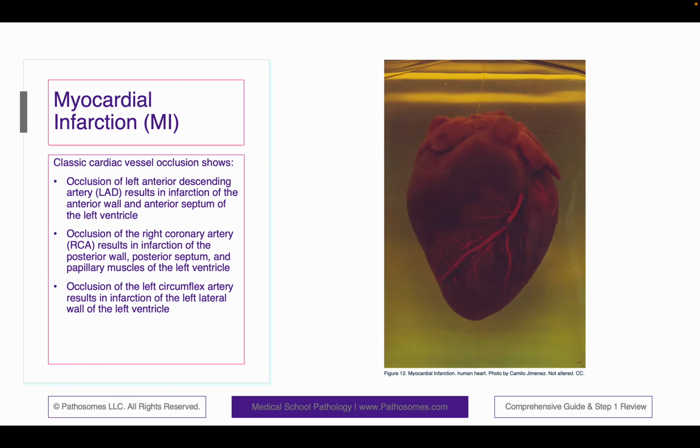Now, the classic cardiac vessel occlusion shows for occlusion of the left anterior descending artery that results in an infarction of the anterior wall and anterior septum of the left ventricle. Occlusion of the right coronary artery results in infarction of the posterior wall, posterior septum, and papillary muscle of the left ventricle. And occlusion of the left circumflex artery results in infarction of the left lateral wall of the left ventricle. In general.